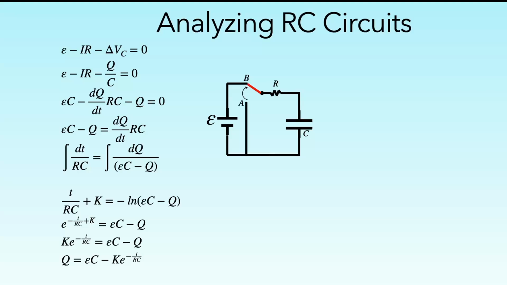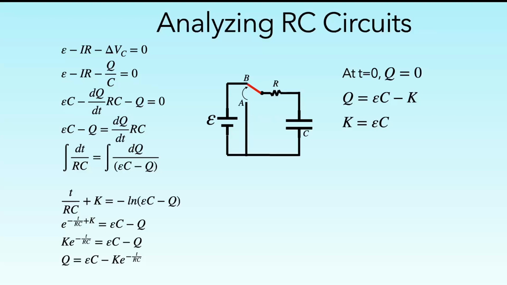That's not quite my final version of that, right? Because I can actually do better. I can find the K. In this case, I know the initial condition. I know the charge at the very beginning was 0. So what I can do is Q is equal to EC minus K times e to the negative 0 over RC. So that just ends up being minus K there. And I know at time equals 0, Q equals 0, so EC equals K.